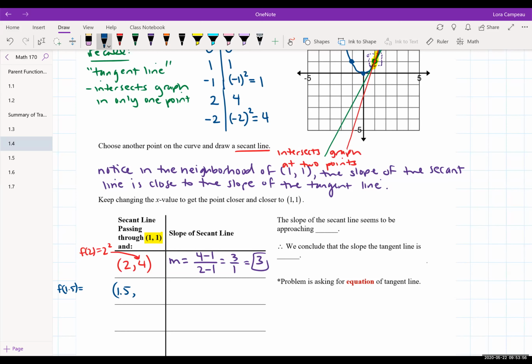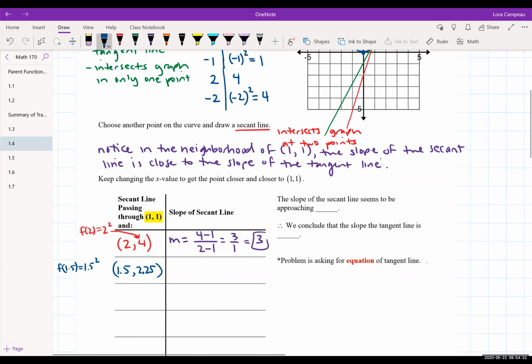I'd have to square 1.5 in order to find that corresponding y value. And here I'd probably use my calculator. I could do this by hand, but we have a lot more concepts to go over than focusing on decimal multiplication. So we do get 2.25 as the corresponding y value. So I'd like to continue to find the slope of the line that goes through 1, 1 and 1.5, 2.25.